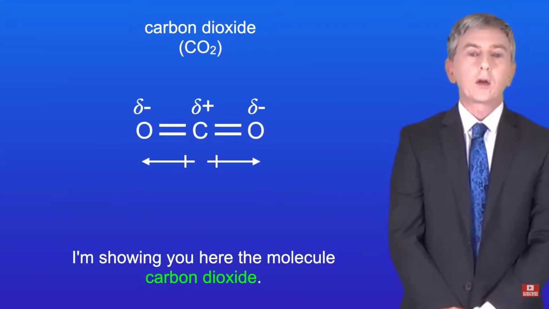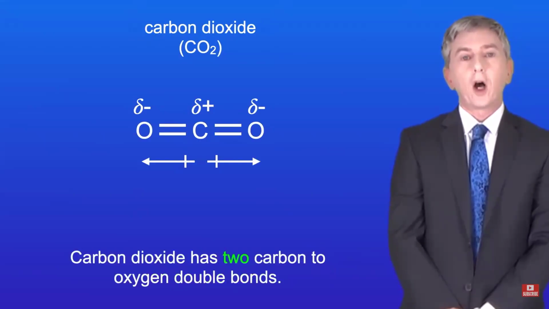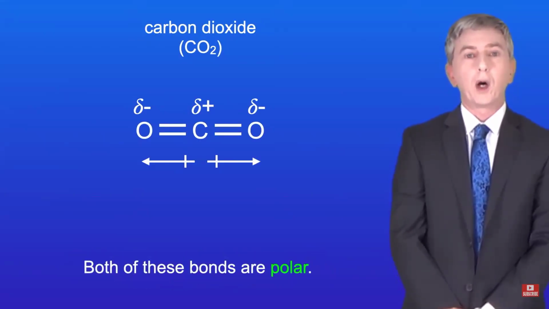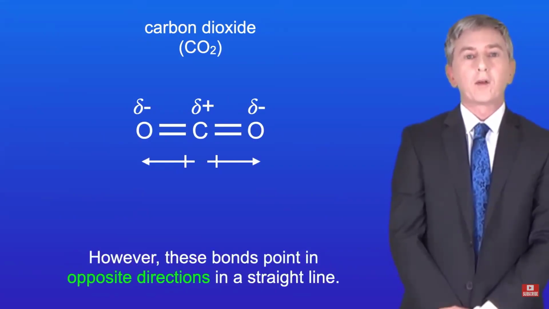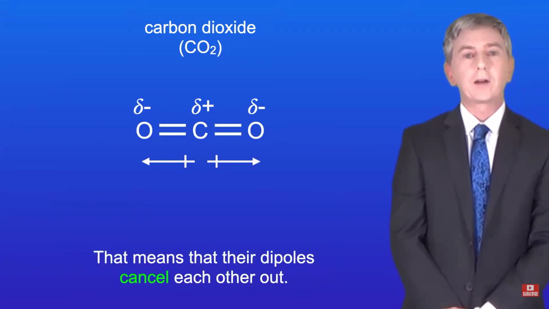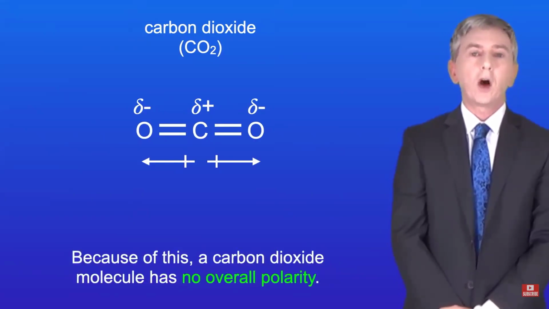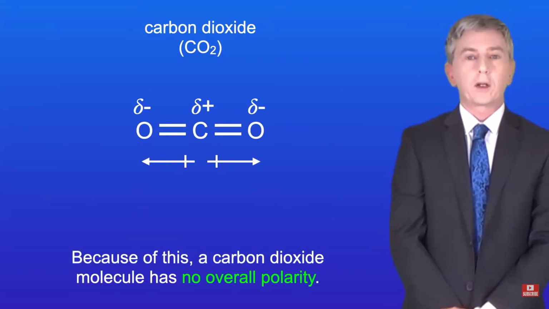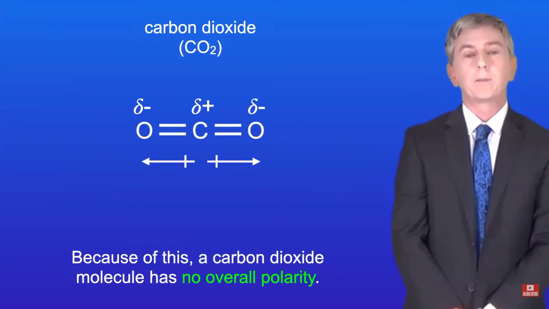I'm showing you here the molecule carbon dioxide. Carbon dioxide has two carbon to oxygen double bonds, and both of these bonds are polar. However, these bonds point in opposite directions in a straight line, so that means that the dipoles cancel each other out. Because of this, a carbon dioxide molecule has got no overall polarity.